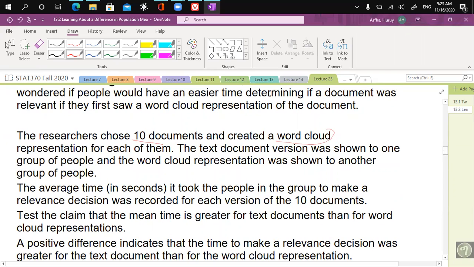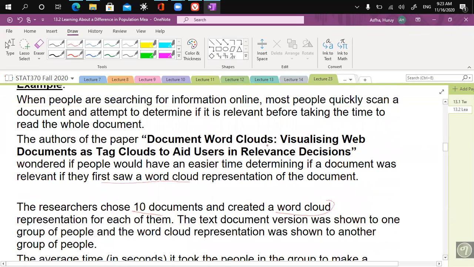So they were interested in determining if a document was relevant if they first saw a word cloud representation of the document. They were trying to see if it took them less time to decide or not.